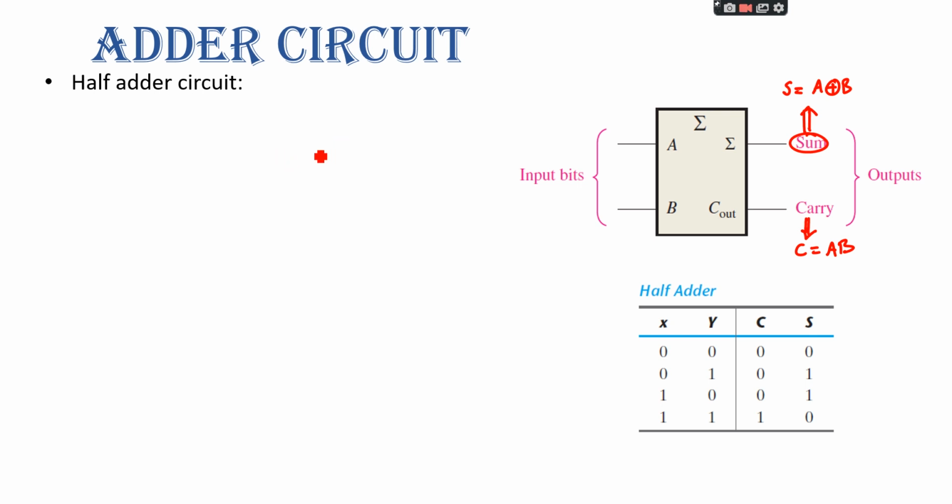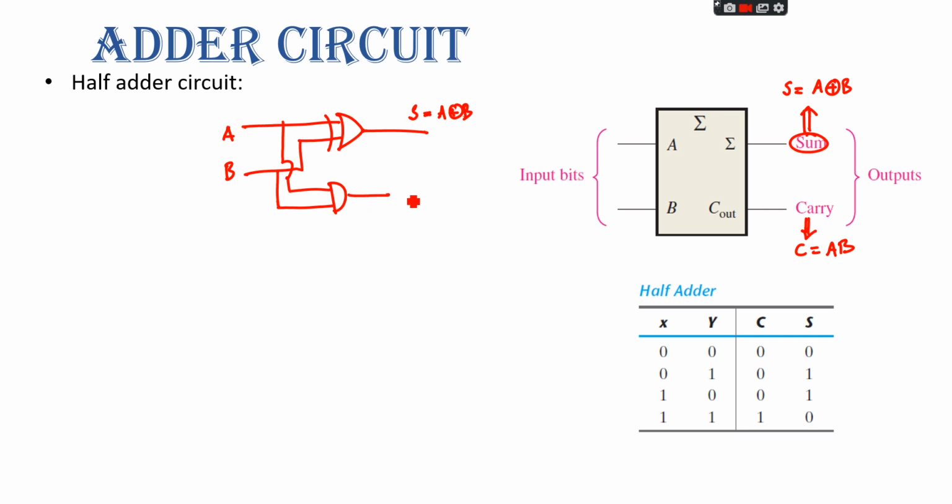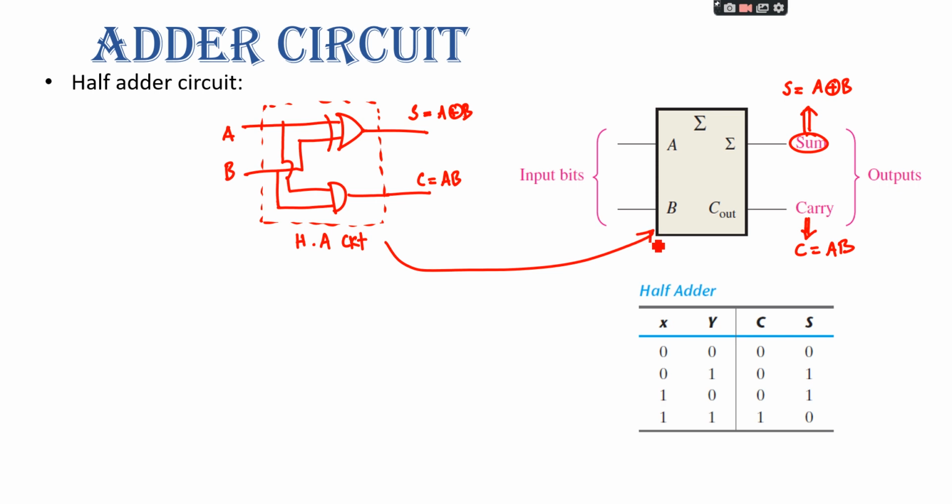So if you draw the circuit, if we have inputs A and B, we connect these inputs to an exclusive OR gate, and the output of this gate would be A exclusive OR B. Similarly, if we take them to an AND gate, the output of that AND gate would be the equation for your carry, and the circuit within that dash line box is your half adder circuit, which is given by this block.